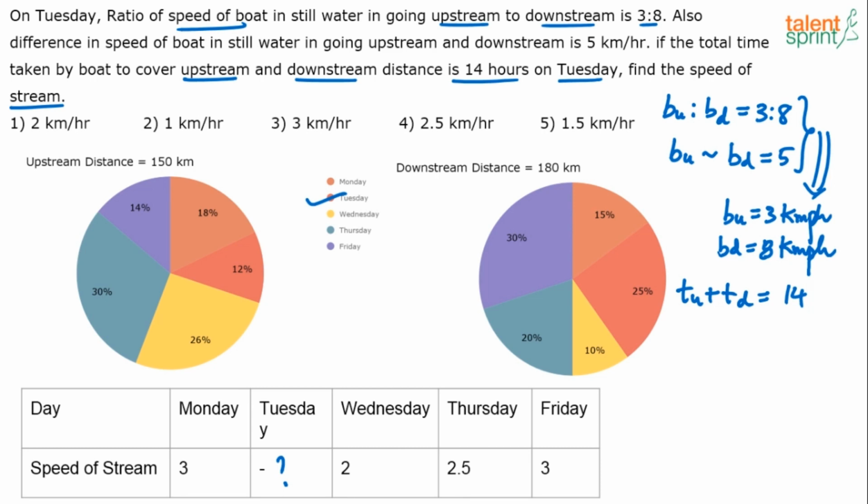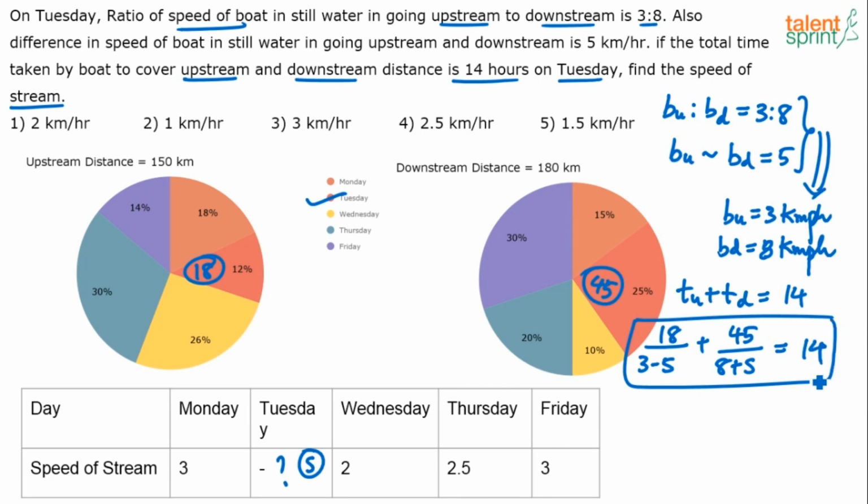Tuesday is what? 12% of 150 is 18 and 25% of 180 is 45. So do the calculation now. 18 by speed of the stream, let's assume it is S. So 18 by upstream, which is speed of the boat minus speed of the stream, so 18 by 3 minus S, plus downstream 45 by 8 plus S. Downstream is speed of the boat plus speed of the stream, equals 14 hours, right? That's it. Only one equation, one variable. Solve for S and you will get the answer.